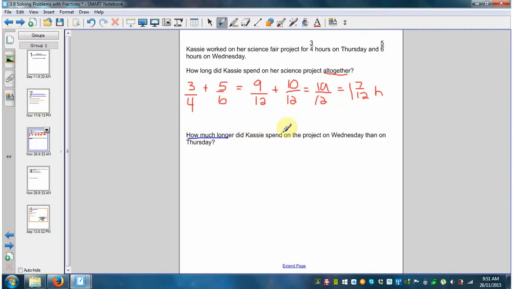Okay, so how much longer did she spend on the project on Wednesday than on Thursday? So on Wednesday she spent 5/6. And on Thursday she spent 3/4. How much longer means we subtract. So we then again get our common denominators. 12. So this one up here became 10/12. This one over here became 9/12. The reason I know that is because I'm just using this up here.